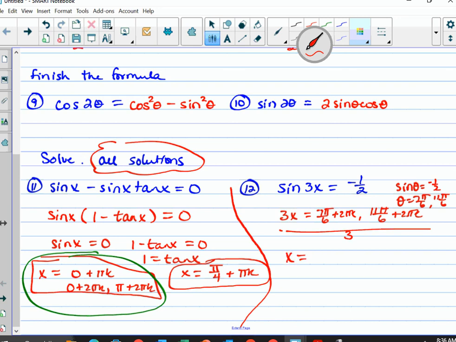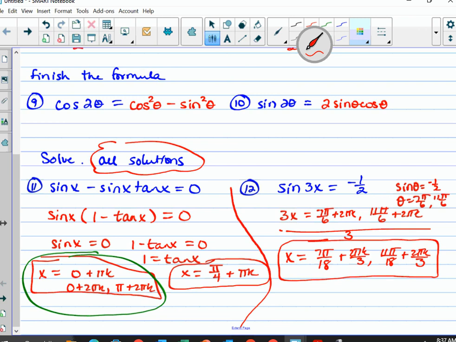Oh, yeah, that would have been nice to read. Yeah. So, guys, it's just 7 pi over 18 plus 2 pi k over 3 and 11 pi over 18. See, so when you don't write the instructions down... Guys, the instructions are key. It would say solve like 0 to 2 pi, and then you'd find the 6 answers in that window.